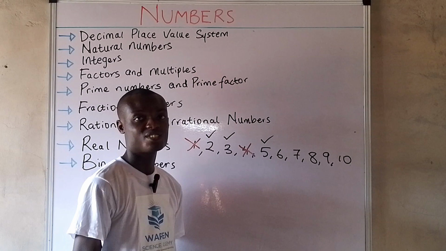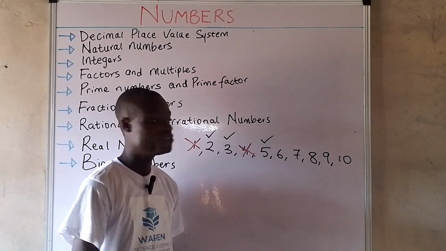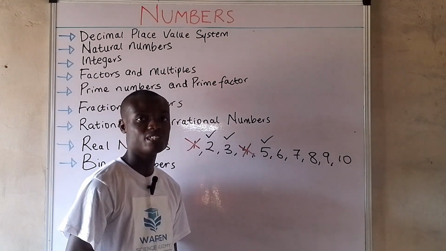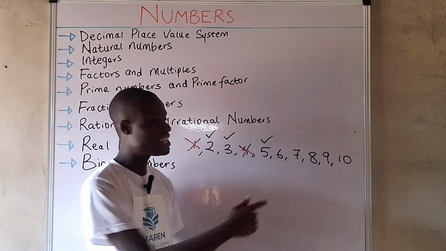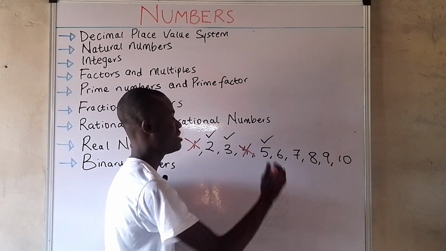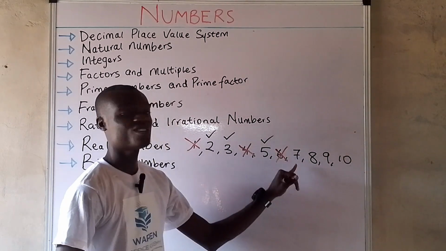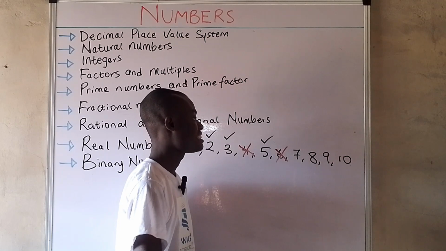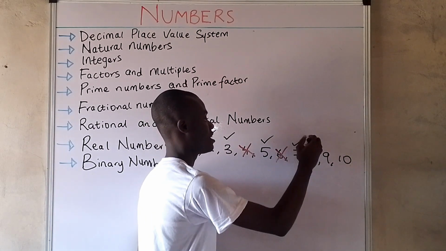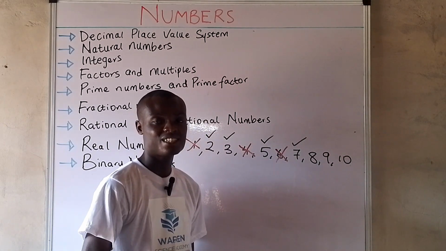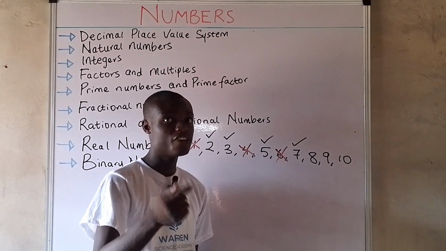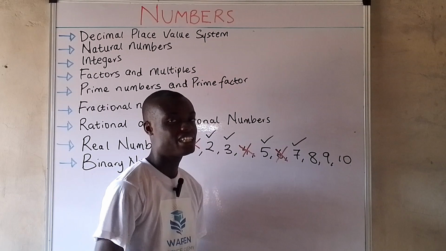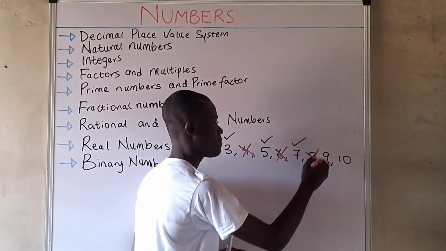Now moving on to 6, 1 can divide 6. 6 can also divide 6. But two other numbers can divide 6 without a remainder, which are 2 and 3. Hence, 6 is not a prime number. Moving on to 7, just 2 numbers can divide 7, which are 1 and 7. So hence, 7 is a prime number. Now for 8, 1 can divide 8. 8 can divide 8, but 2 can divide 8. 4 can divide 8. Hence, 8 is not a prime number.